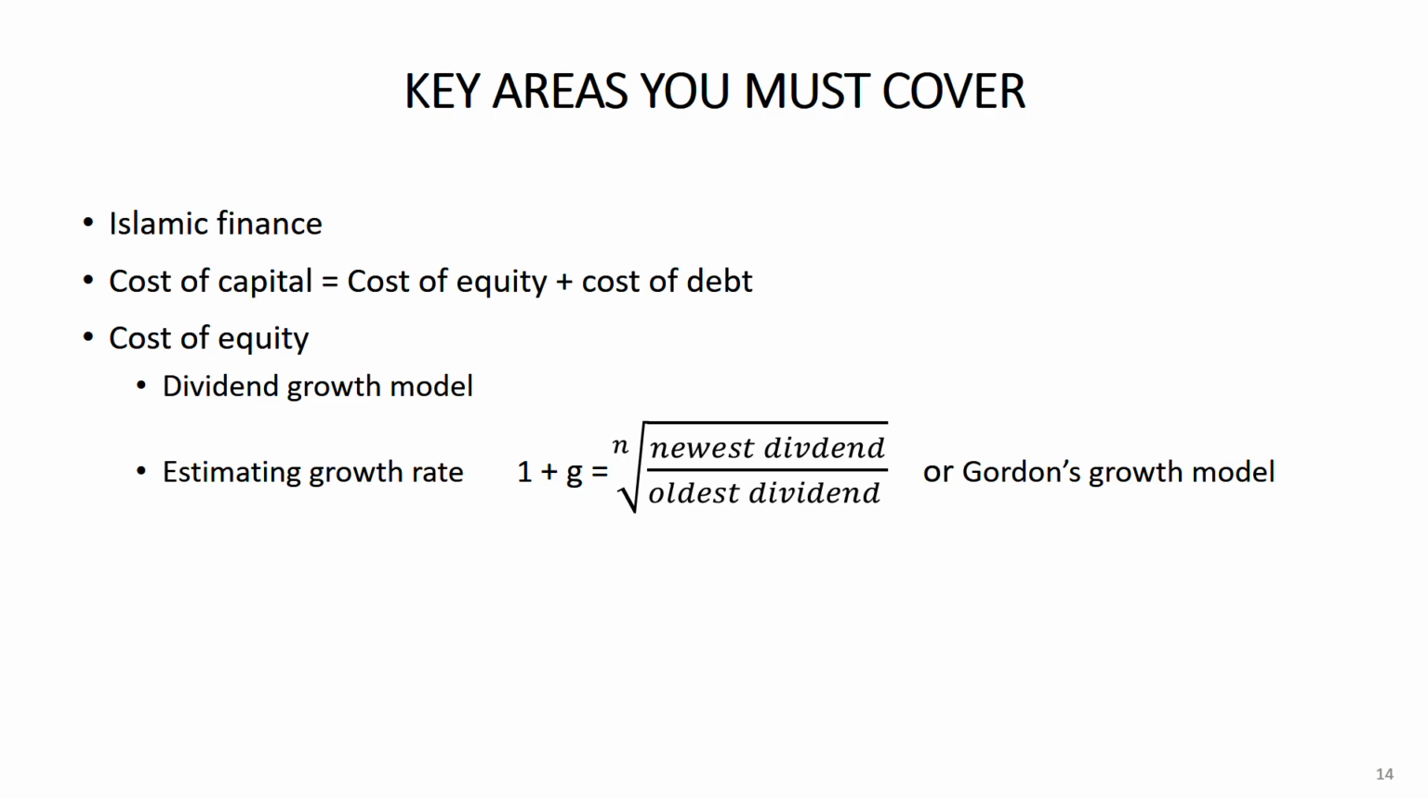Take that to the power of 1 over n. n is your number of years, let's say if it's for 4 years or 5 years. And minus 1, bring the 1 to the other side so that you can get the g. g is your growth rate. That's what you want, right?